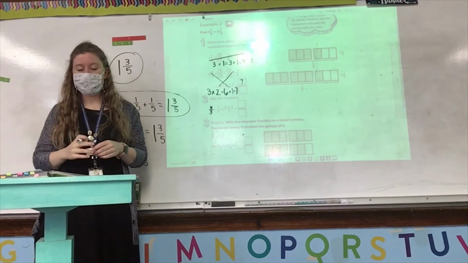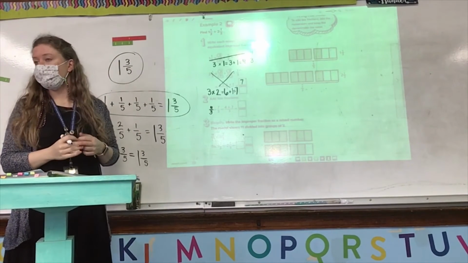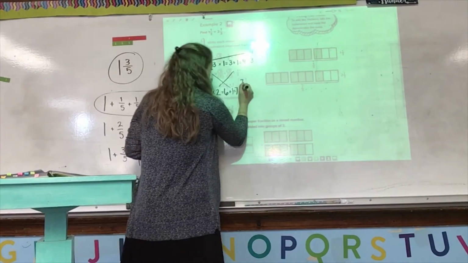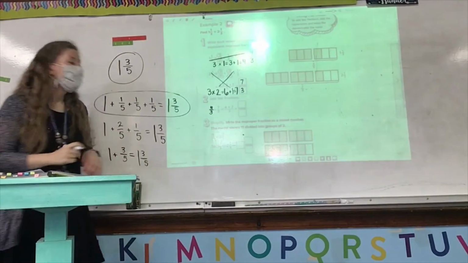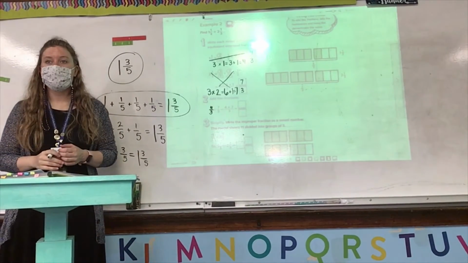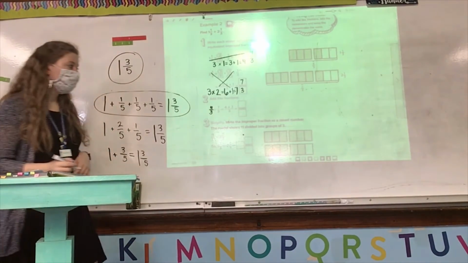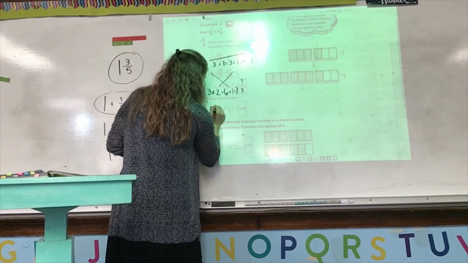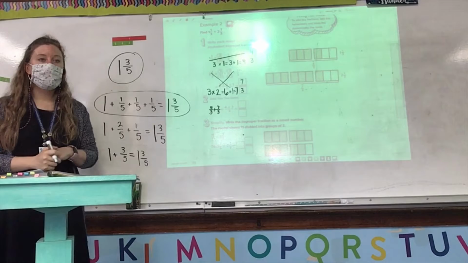Colin, 3. How do we know that? Because our denominator stays the same. So class, 2 1/3 is equivalent to? 7/3. So now we're going to add these like fractions.